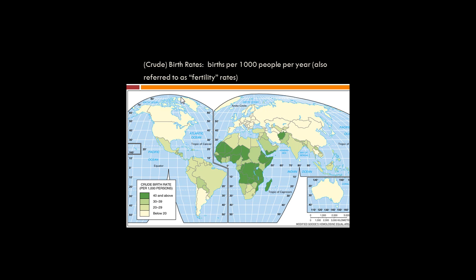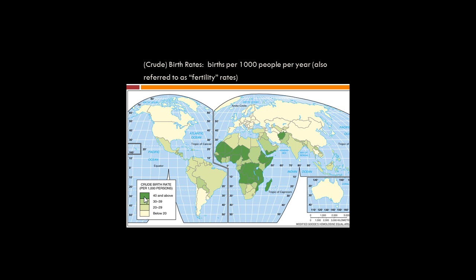Now, let's turn our attention to the map. And the first thing we need to look at is the legend. Notice in the legend here that we have 4 categories, represented by an intensification of the color green. So the dark green represents the highest crude birth rates. The light green, or almost a gray really, represents the lowest. Look in particular at the numbers.